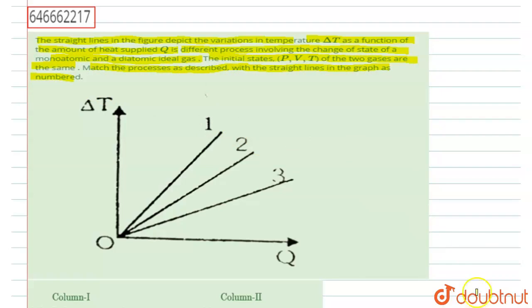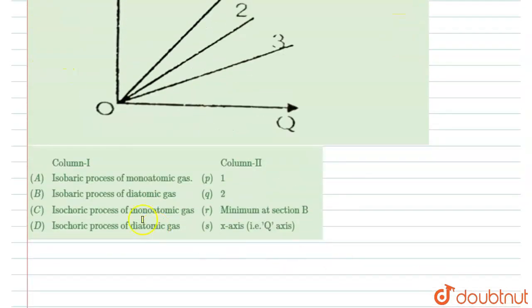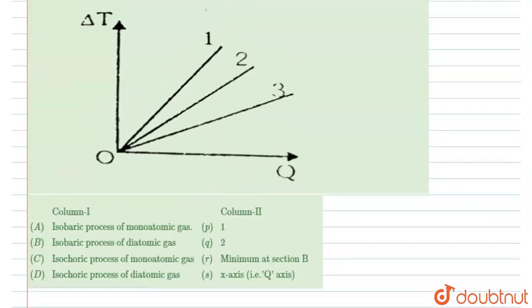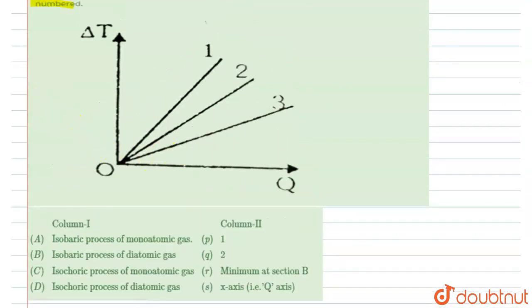So we can see in the figure, this is the delta T versus Q graph that is given. Now we have two columns, column first and column second, and we have to match the first column with the second column. So from this graph we can see that it is a delta T versus Q graph.